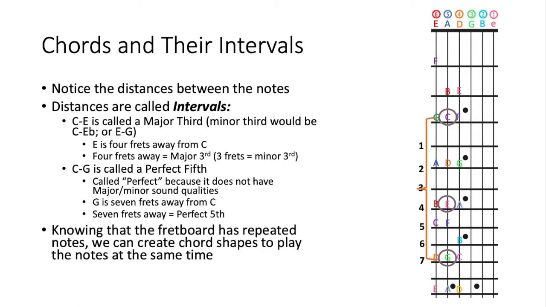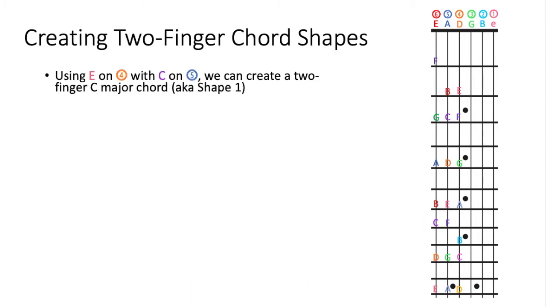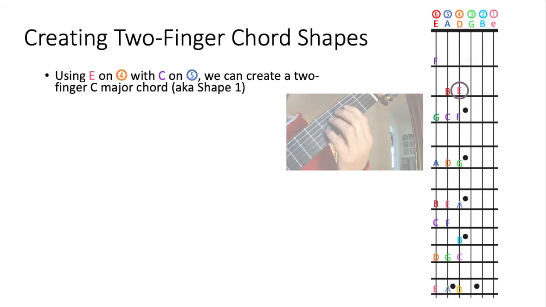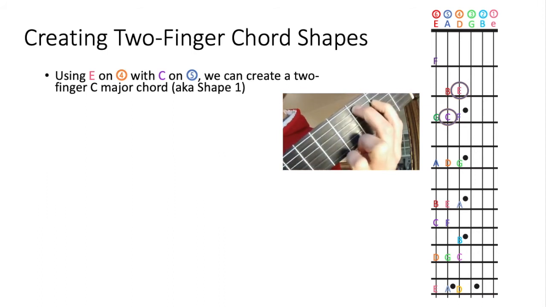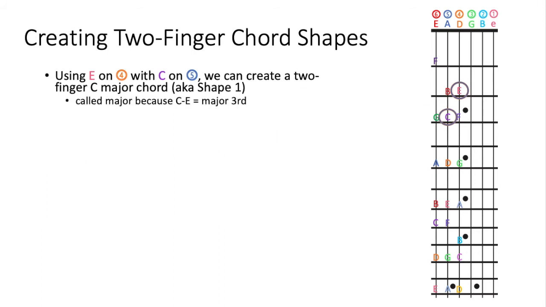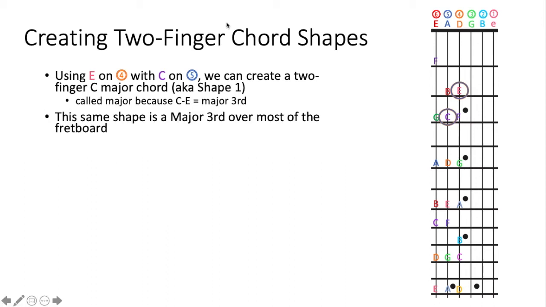So, knowing that the fretboard has repeated notes, we can create chord shapes to play the notes at the same time. So let's try it. Let's create a shape I call shape 1 by finding E on the 4th string at the 2nd fret. We can then combine that with C on the 5th string. This is called a major chord, a C major chord, because C to E is a major third. This is actually what defines chords as major or minor: the third from the root.